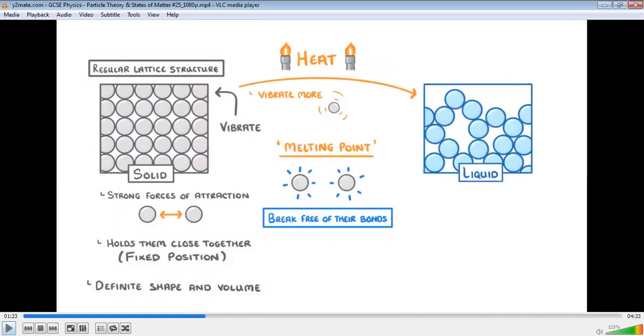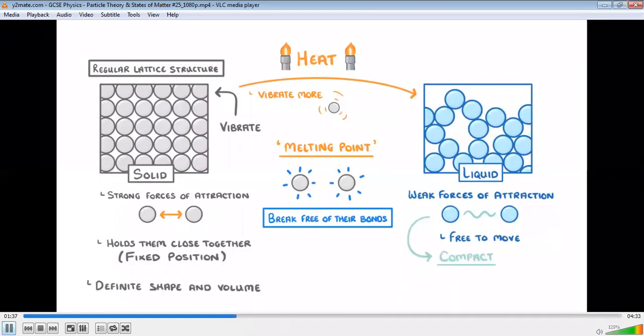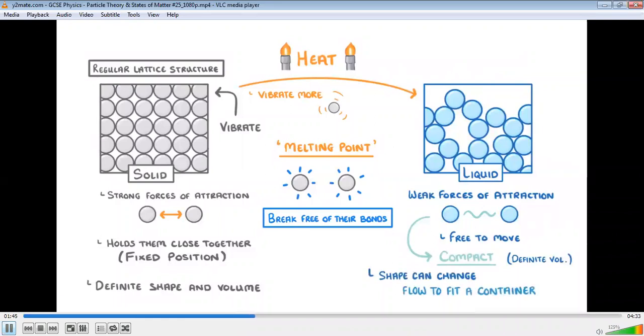In liquids, there are only weak forces of attraction between the particles, so they're free to move around and are arranged pretty randomly. However, the weak forces of attraction do mean that the particles tend to stick together and are fairly compact. This means that they have a definite volume, even though their overall shape can change, allowing them to flow to fit a particular container.